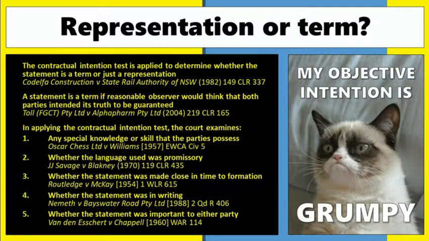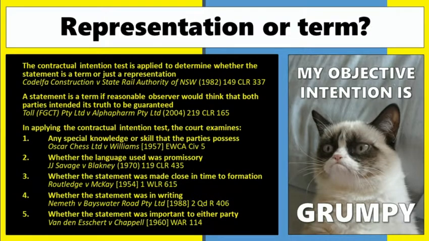So the test that the courts use to determine whether or not a particular representation is actually a term that's now incorporated in the contract is called, colloquially, the contractual intention test. But fundamentally, all this test is seeking to do is to look at what the actual intention of the parties were at the time that they formed this contract. Now, where things end up being in dispute, it's quite difficult, as a matter of principle, to go and ask either of the parties. Why? Well, because it's in dispute.